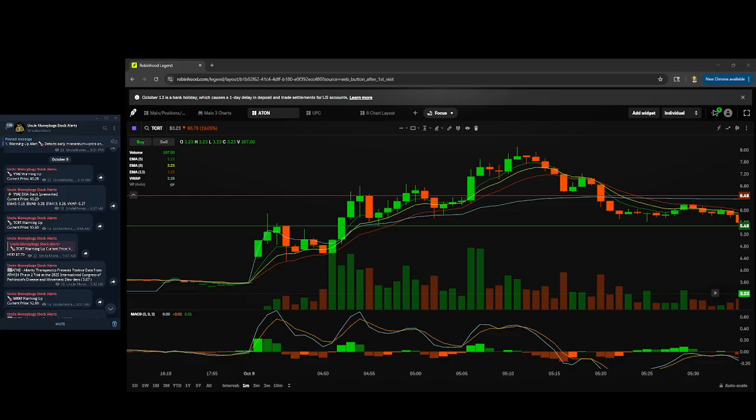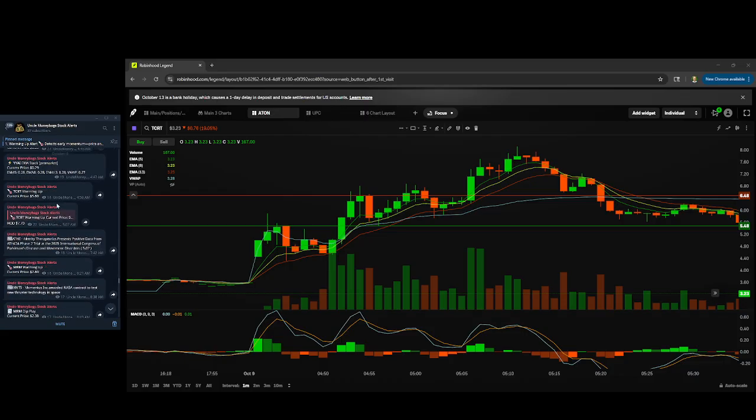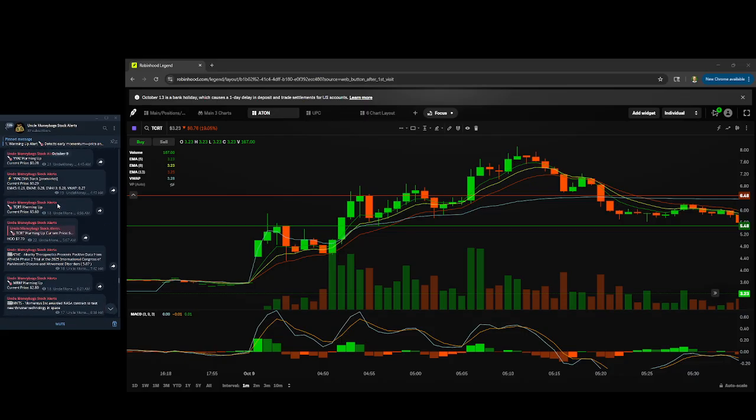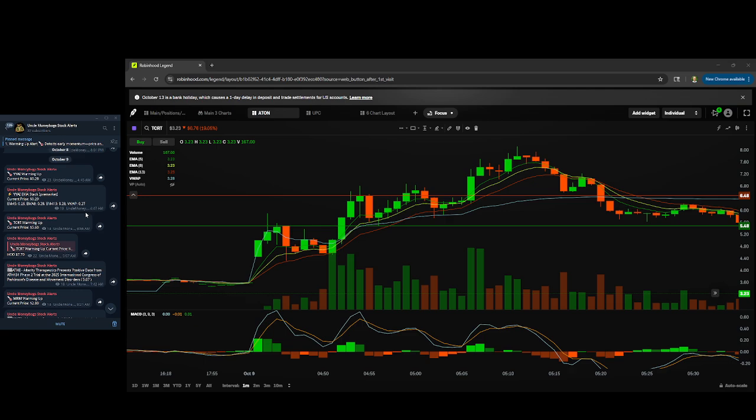You can see over here on the left side of my screen, this is what the alert channel looks like in our Telegram group. So those of you that are subscribed to the Telegram, you're familiar with how this looks already. We get the warming up alerts, we get the EMA stacks, we get the VWAP reclaim, we also get the news alerts. There's a lot going on in here.